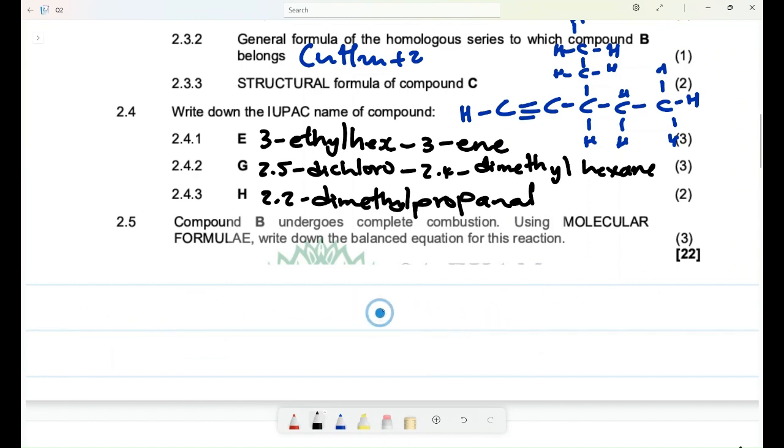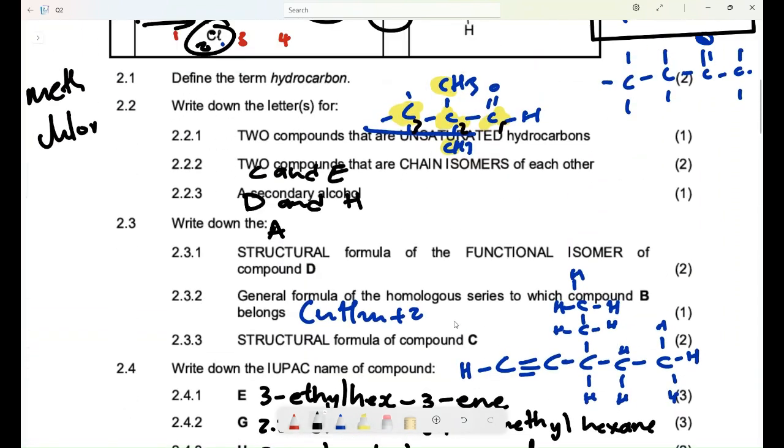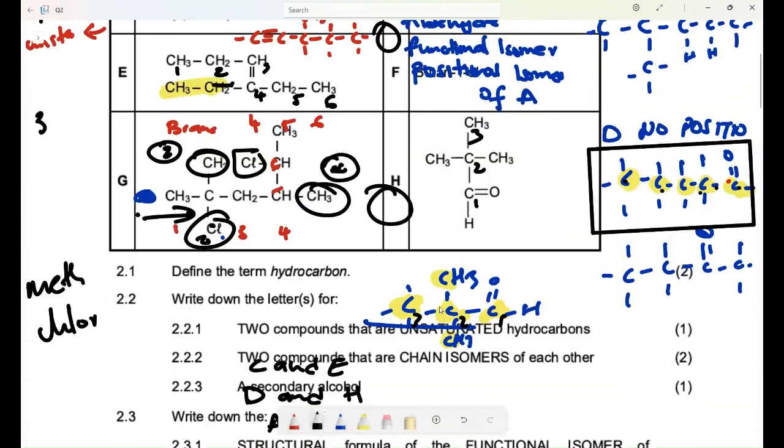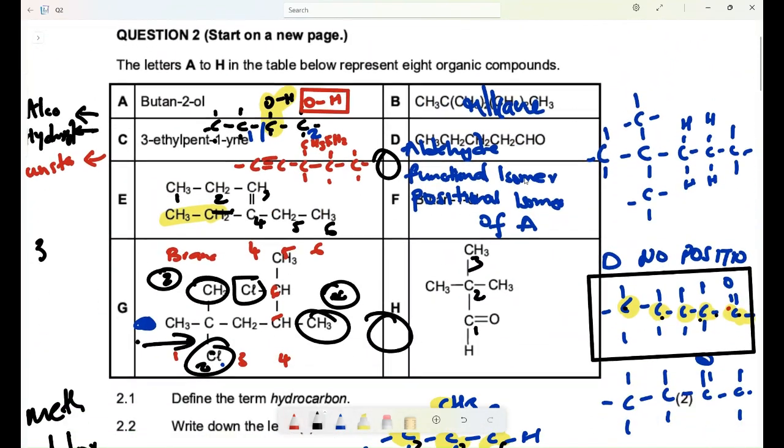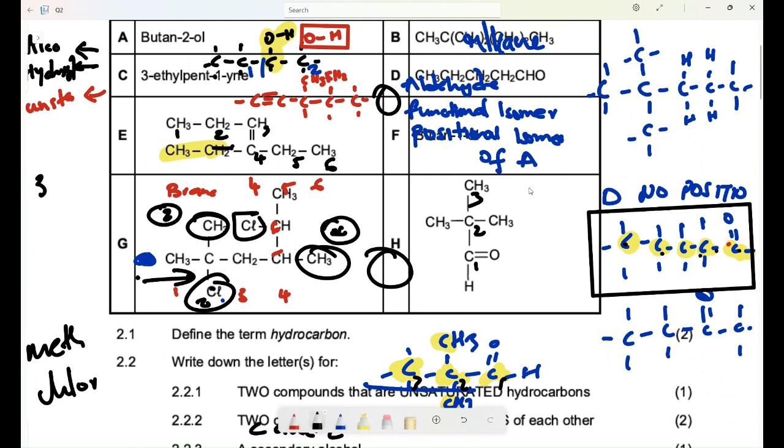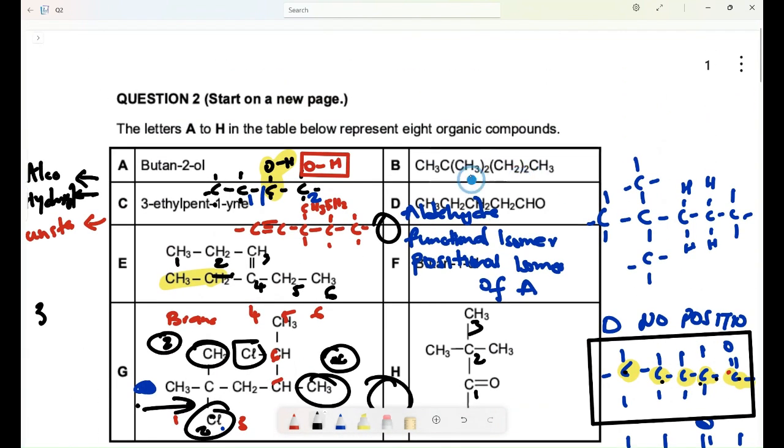Now, compound B undergoes combustion using molecular formula. I do not want anyone getting less than 2 here, because a combustion is a reaction of whatever alkane with, sorry, not with carbon dioxide, it reacts with oxygen, excess oxygen, and forms what? Carbon dioxide and water. So it is a reaction of B. What is B? Alkane.